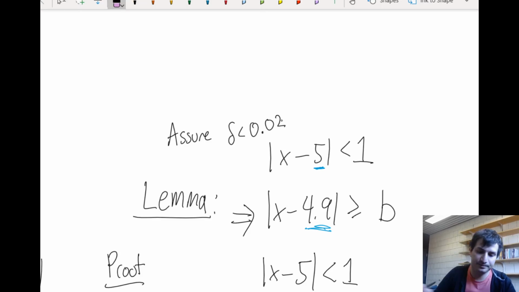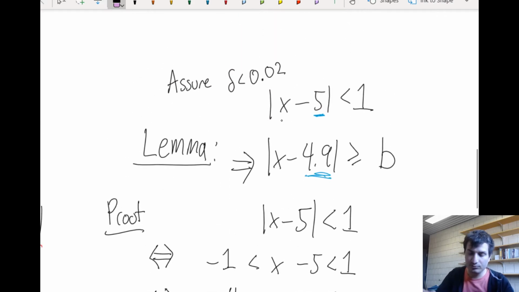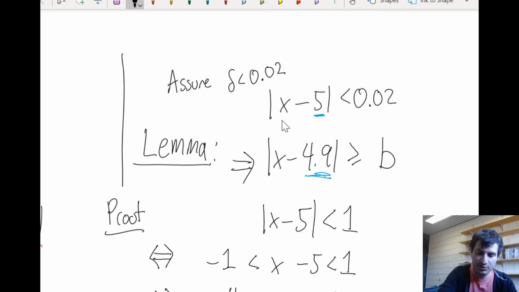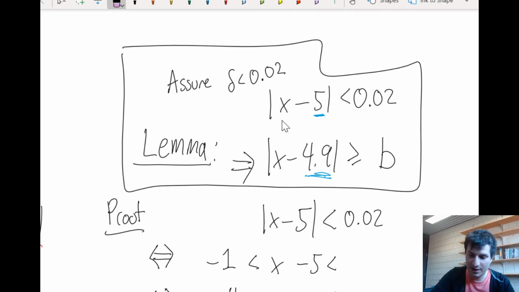So we're gonna start over, and we're gonna do it again. And actually, what I can do is I can just fix the steps. So 0.02. Assume delta is less than 0.02. We want to prove that x minus 5 is less than 0.02 implies x minus 4.9 is greater than b. So we're starting with x minus 5 less than 0.02. And then we get x minus 5 is between 0.02 and negative 0.02.